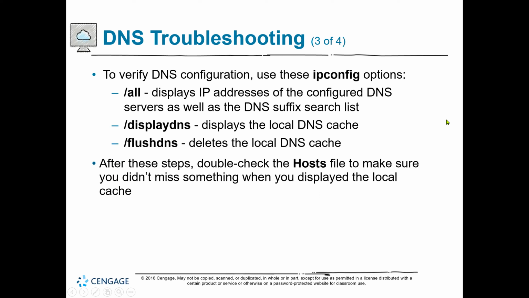To verify DNS configuration, use these ipconfig options. So when you're typing these, it's like we've done before. It's ipconfig, space, and then the slash. So ipconfig /all. This is everything for your IP address. /displaydns displays your local DNS cache. /flushdns will delete your local DNS cache. And they don't list it on here, but if you want to do a renew, you can do /renew and it'll renew it. After these steps, double check the host file to make sure you don't miss something when you display the local cache.